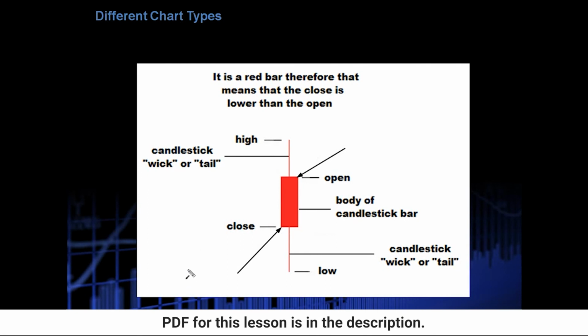So we determine whether the top is the open or the top is the close, and the bottom is the open or the bottom is the close, by the color of the candle. Red means that the price fell, meaning that the close is lower than the open, and green means that price rose, so the close is higher than the open.